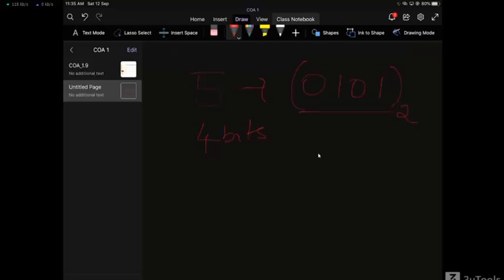So how did I do this? This is nothing but 2 to the power 0, 2 to the power 1, 2 to the power 2, and this will be my sign bit. Remember that the leftmost bit is my sign bit. The rest of the 3 digits represent the value when we are talking about only 4-bit representation. So five can be represented as 0 1 0 1.